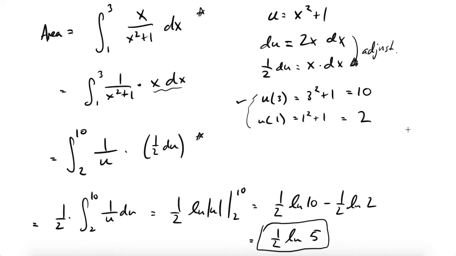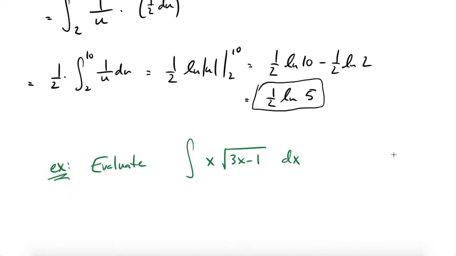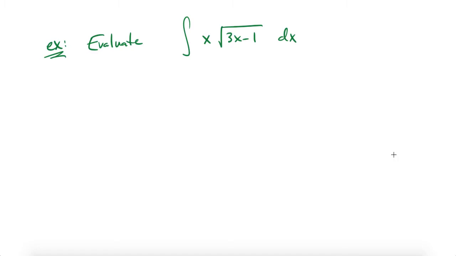Okay, now let's look at a sort of more substantial trick for u-substitution. Say I want to evaluate something like this. So I have x times the square root of 3x minus 1. So you may want to try this out and see what happens, if you want to pause.